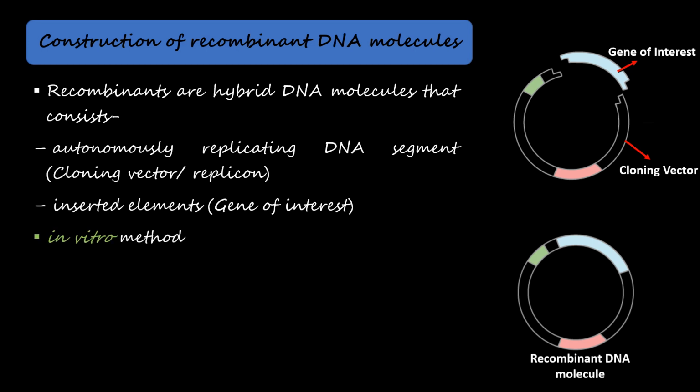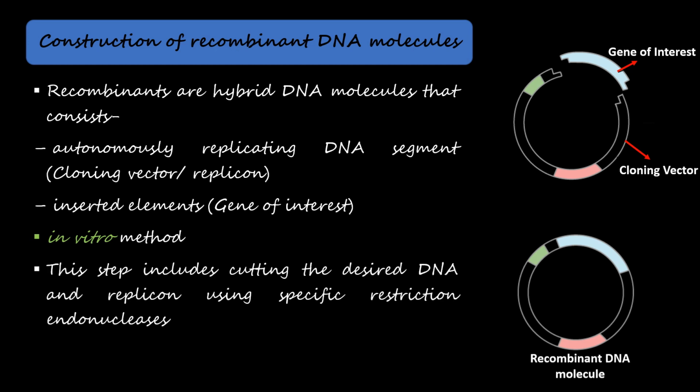This first step of creating recombinants is an in vitro method, that is, it is done outside the living organism. This step includes cutting the desired DNA and replicon using specific restriction endonucleases, and then joining the fragments with ligases. All the enzymes for DNA manipulation would be discussed in the upcoming videos.